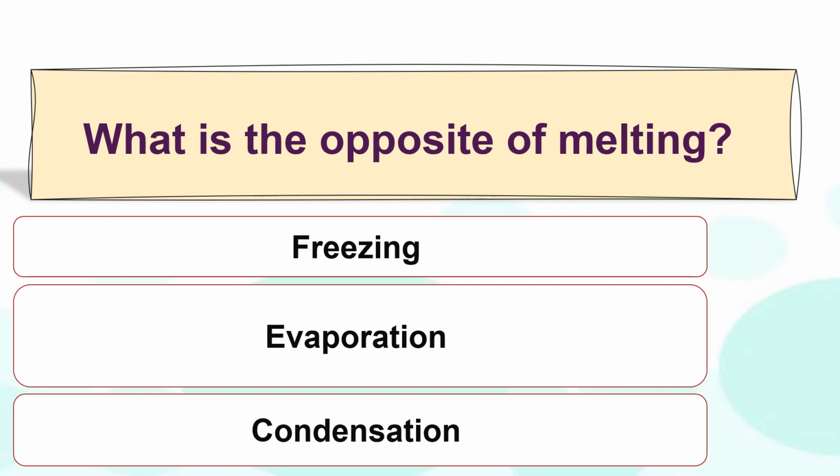What is the opposite of melting? Freezing, evaporation, condensation. Melting means changing the state of matter from solid to liquid. What is the opposite of melting? Freezing, yes, because freezing changes matter from liquid to solid. Evaporation is from liquid to gas. Condensation is from gas to liquid.